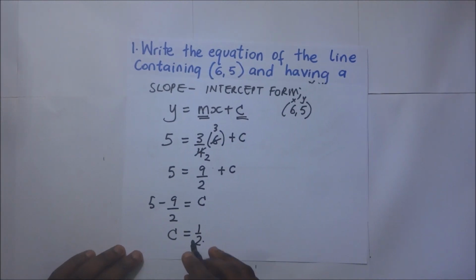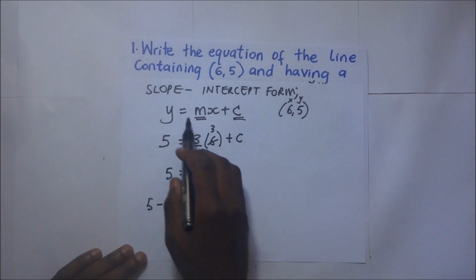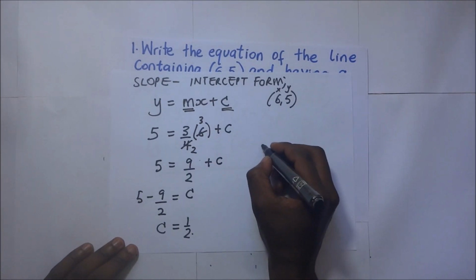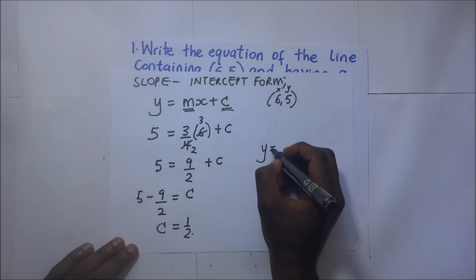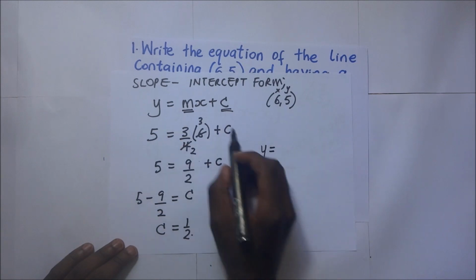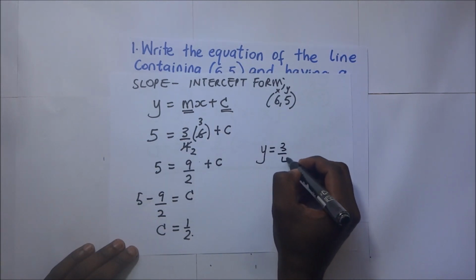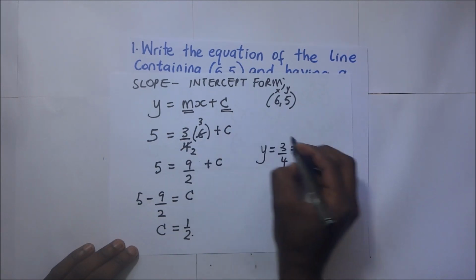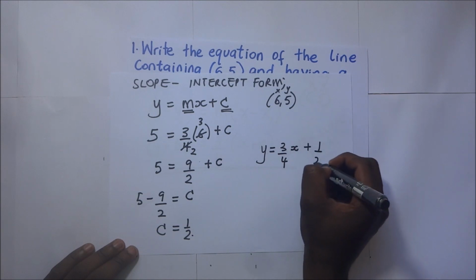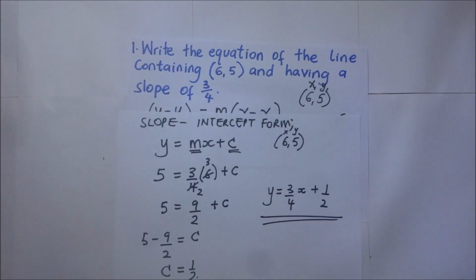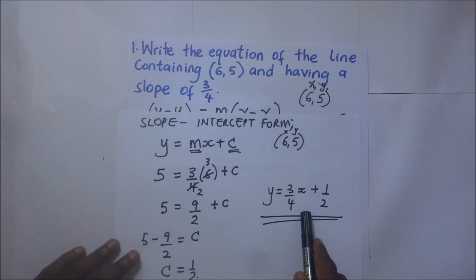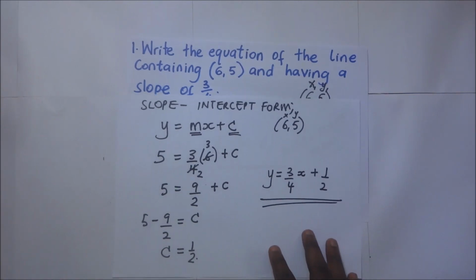So after getting our value of c as a half, we bring back this equation. Therefore our value of y is going to be: our value of m is 3/4 of x, and the value of c is plus a half. So that is the equation of that line, and this is the equation in the slope-intercept form.